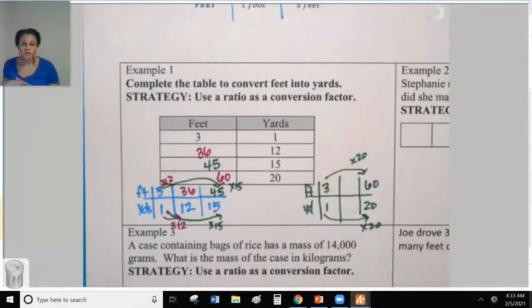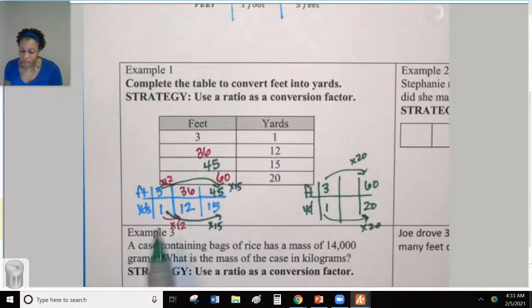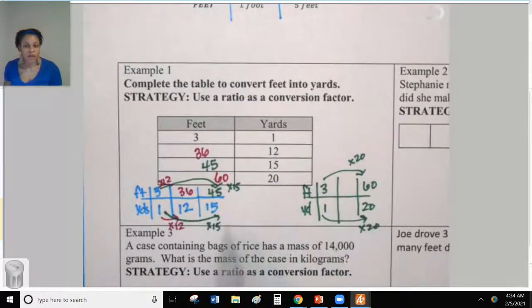So this is showing using a ratio as a conversion factor. The ratio was 3 to 1, okay? So I could extend that, this creates a ratio table. And I just use that in the knowledge that we've done before. If I know this times this will give me that, multiply the top times whatever I did times the bottom to get my answer. So we filled in our chart, okay?